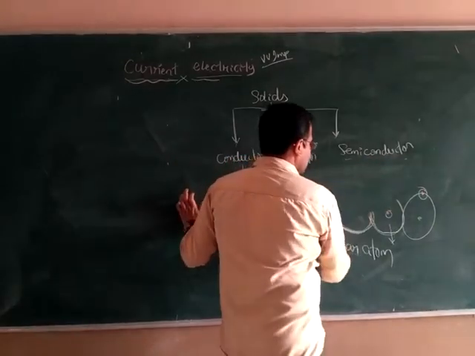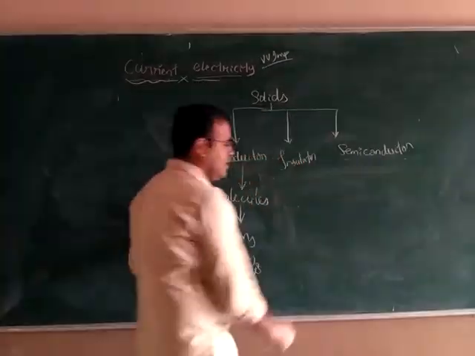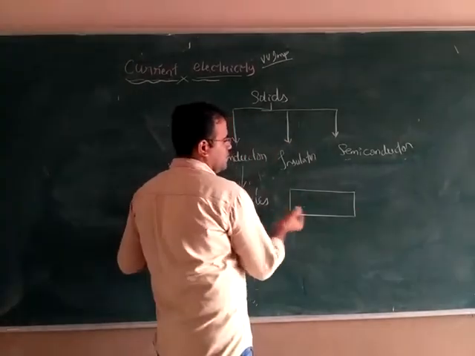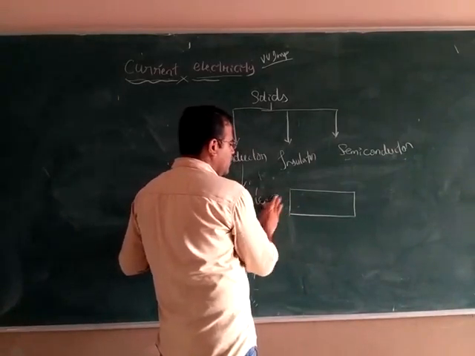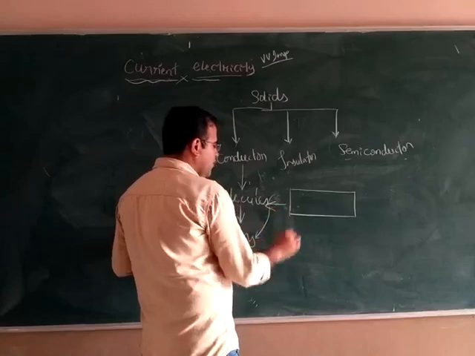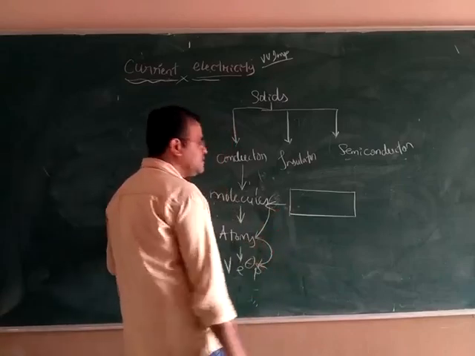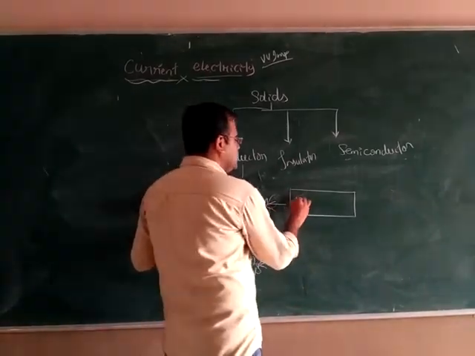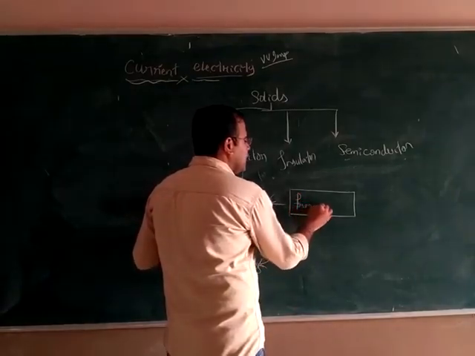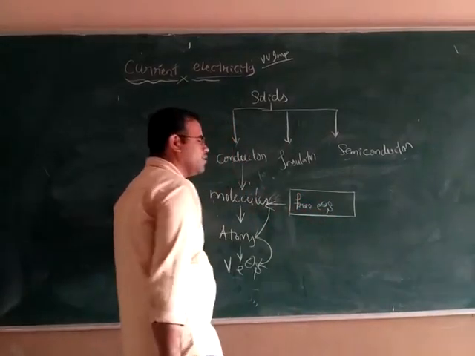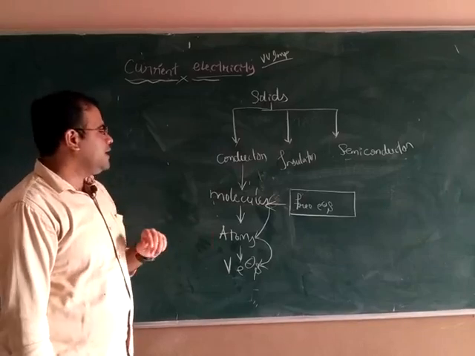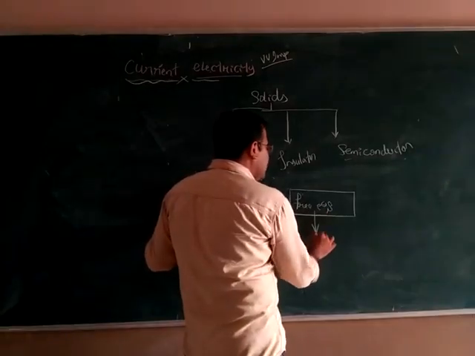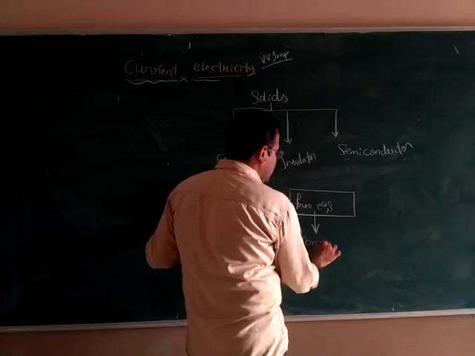Now consider a conductor. Let us assume this is one of the conductors. In that one we have n number of molecules and n number of atoms. When we have n number of atoms, we have many valence electrons. These valence electrons are called free electrons. These free electrons make a charge move from one point to another point.